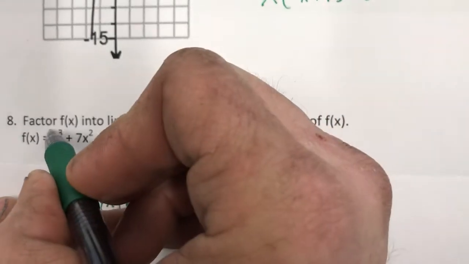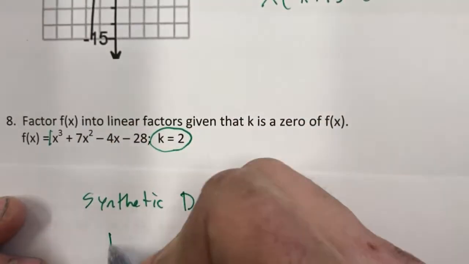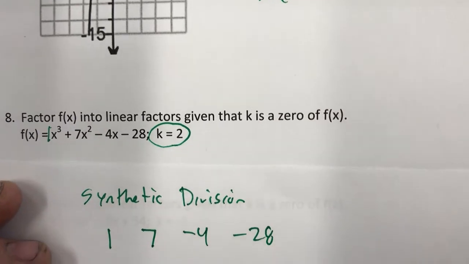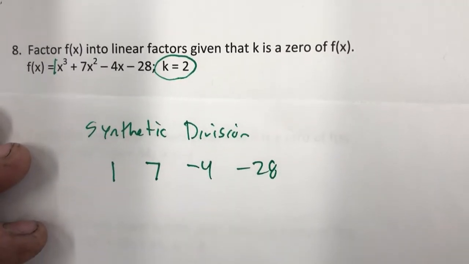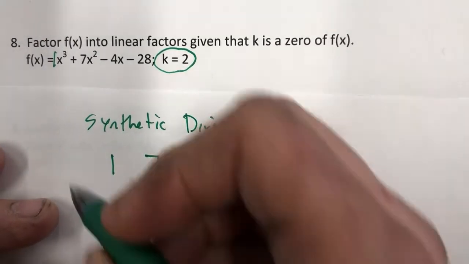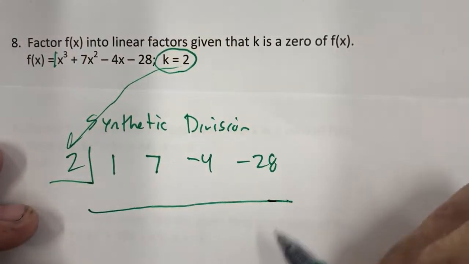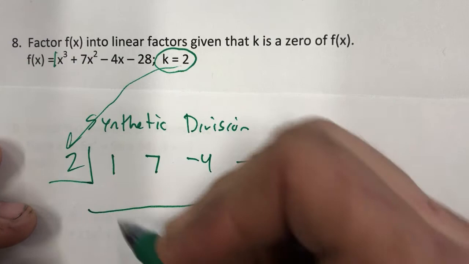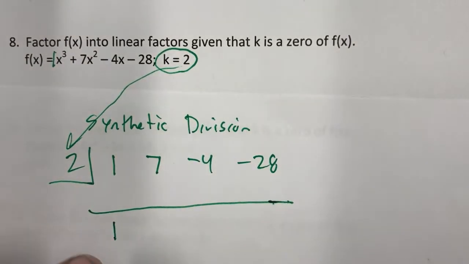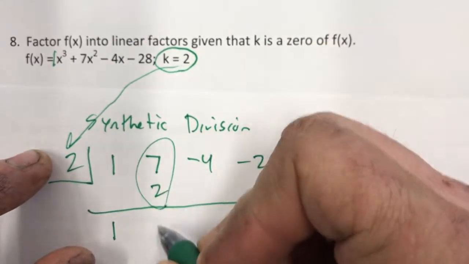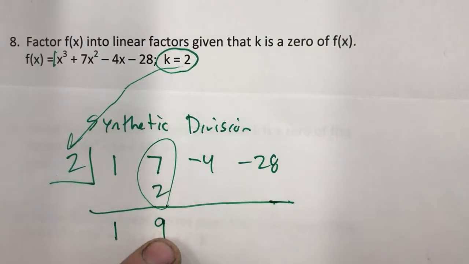I write my coefficients 1, 7, -4, -28. Okay, move that up a little bit. And then in here, I'm going to put my 0, 2. All right. So this 1 comes down. When I get a number down here, I multiply it by 2. 1 times 2 would be 2. Now add these, 9. When I get a number here, I multiply it by 2.